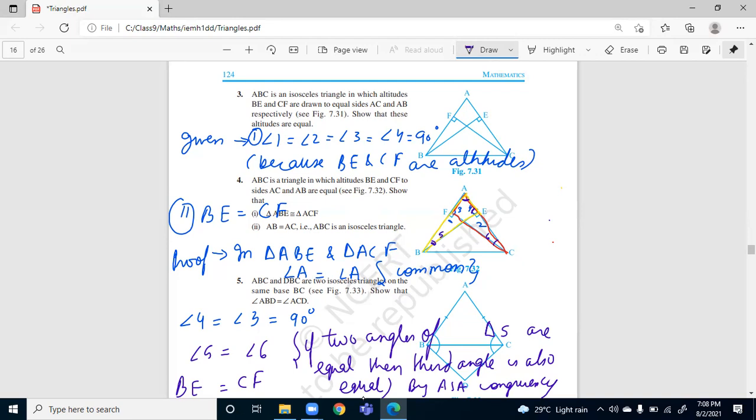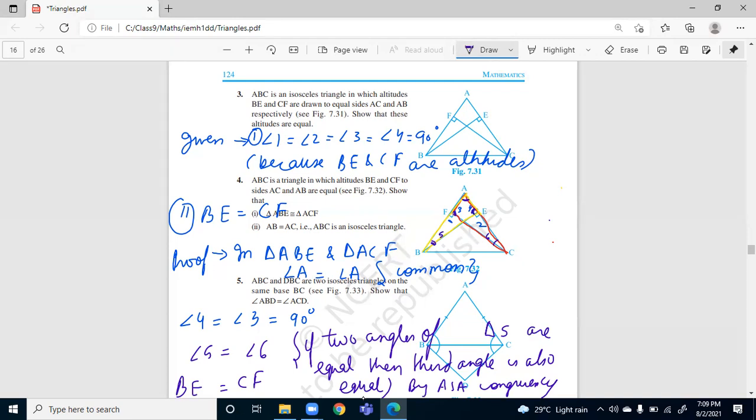So do you get it? Which angles have we chosen finally to apply the criteria? Yes, ma'am. So we have chosen angle 3, which is equal to angle 4, and we have chosen angle 5, which is equal to angle 6, and the included sides are BE and CF.